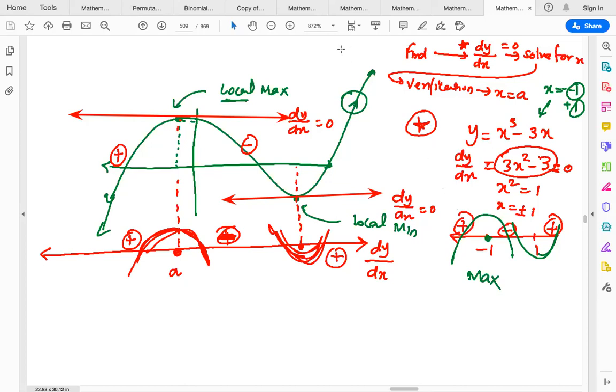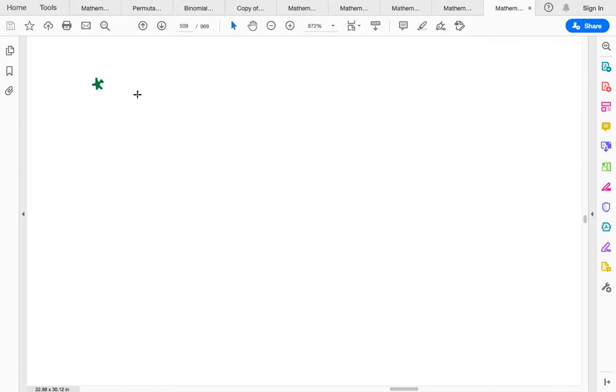Now, after this, there are some cases where your sign diagram doesn't change. So I'm going to quickly go through the sign diagram not changing. One example I can take is, let's say, y equals x cubed plus 4. When I take the derivative, dy by dx, I get 3x squared. And if I equate it to 0, I get x is 0 itself.